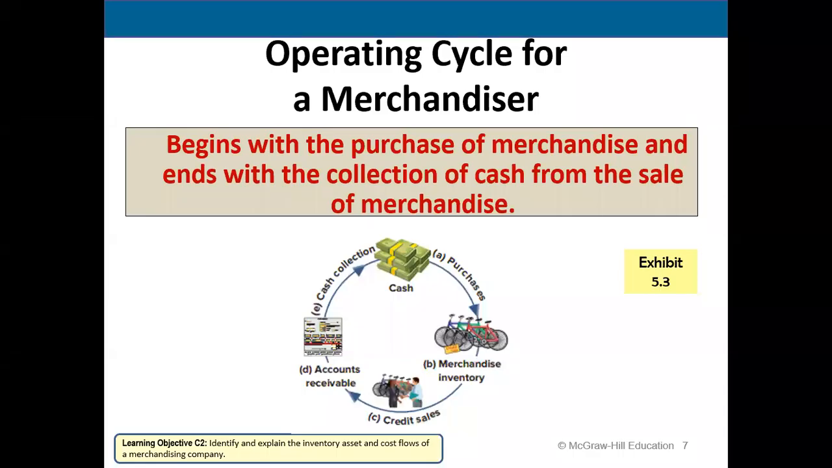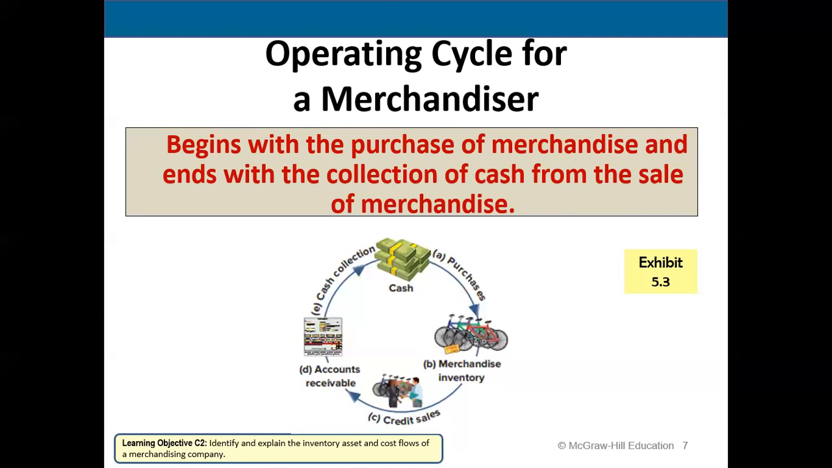So one of the things we need to understand is how a merchandising business or a merchandiser works. Here up on the screen, I have a graphic of the operating cycle of a merchandiser. A merchandising business starts with cash. They have money, and with that money, they purchase inventory. Inventory is an asset. It's the stuff you have to sell.